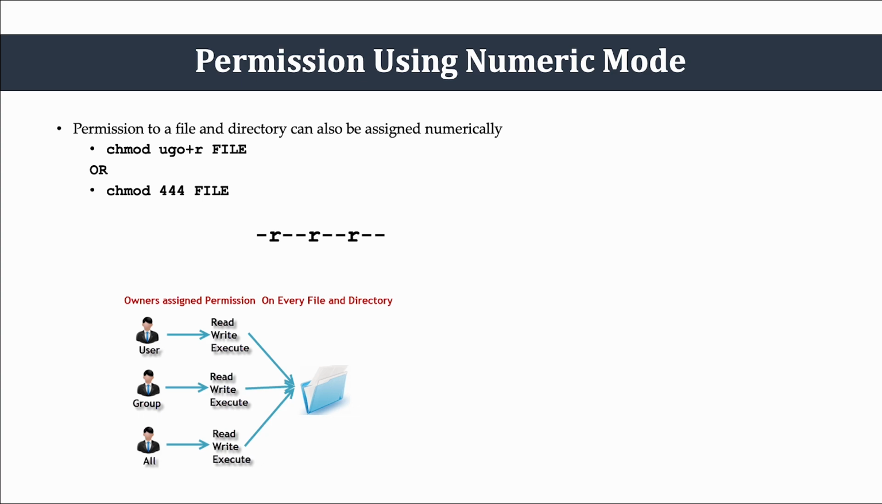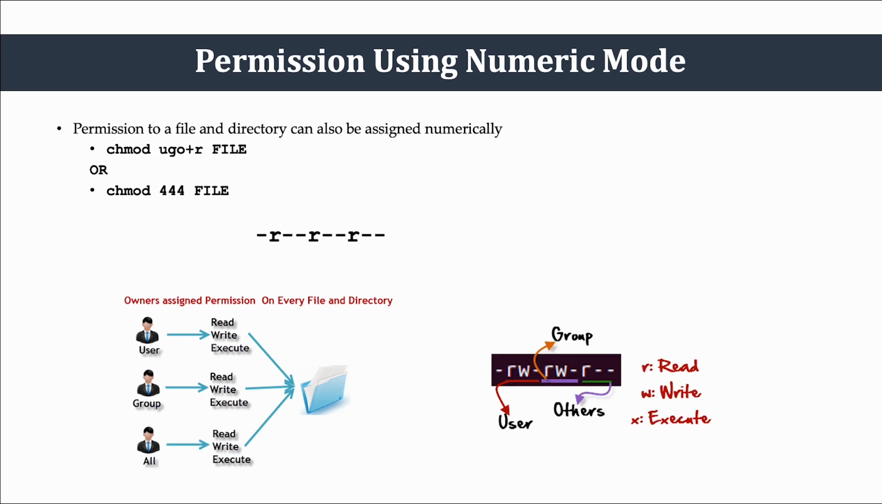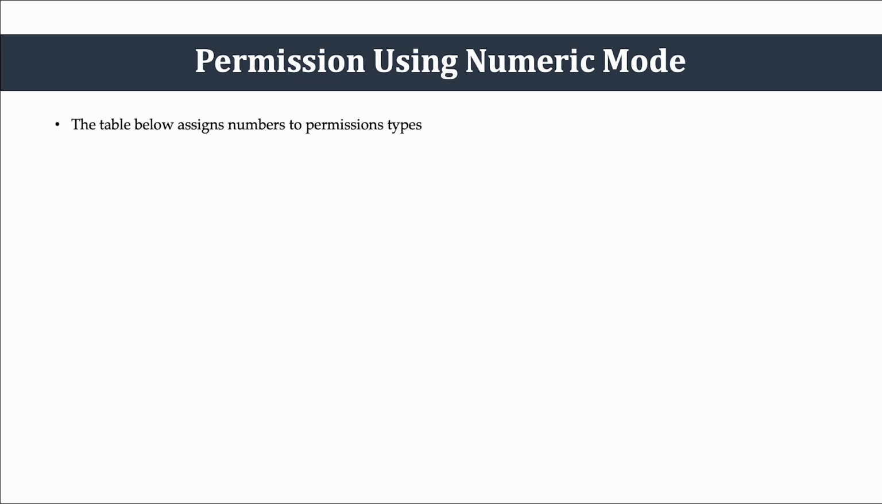As you all know, owners assign permissions on every file and directory. We have users, and they have three types of permissions: read, write, executable. Group has three types of permissions, and everyone else, or others or all, have those three types of permissions as well. So we all know that. Then, more specifically, the first three bits that we have already covered are for the user, the owner of the file. The second three bits are for the group, and the last three bits are for the others. Now moving on, the table I am going to show you assigns numbers to the permission types. So let's look at that table.